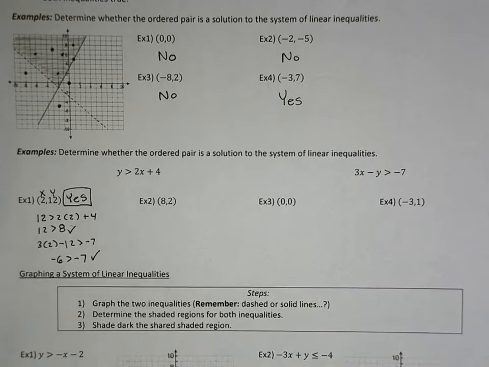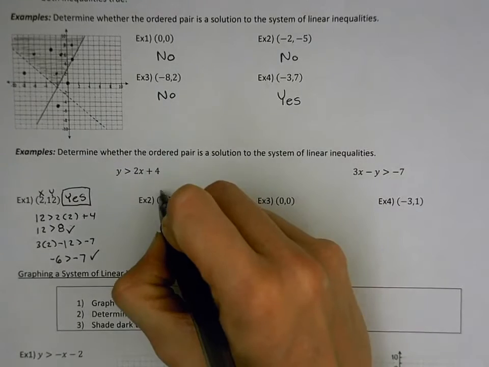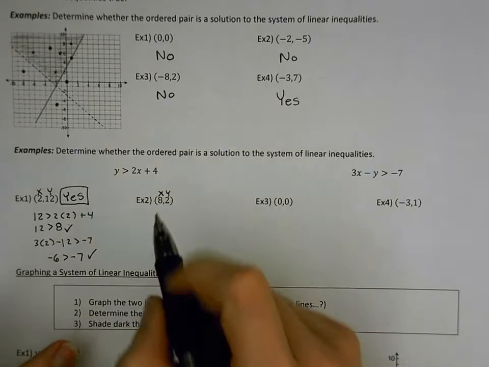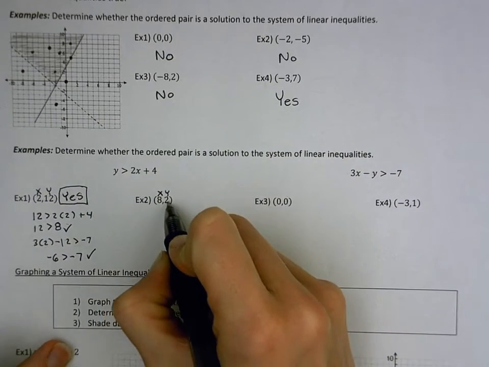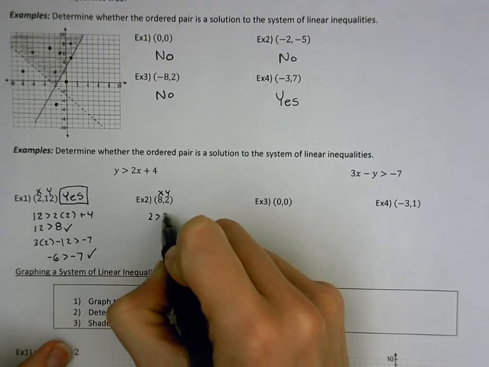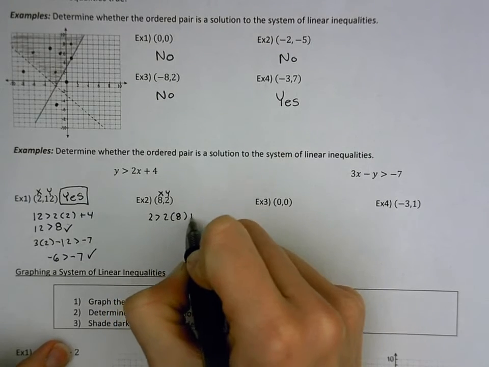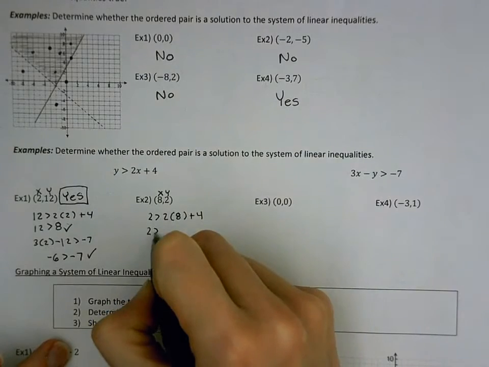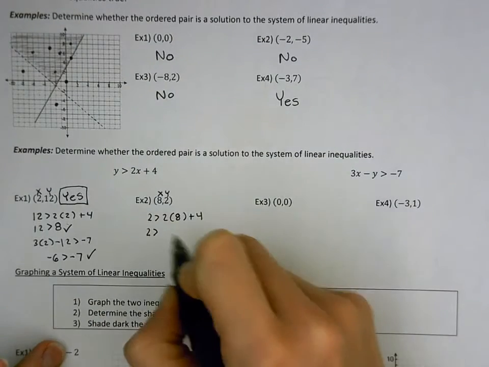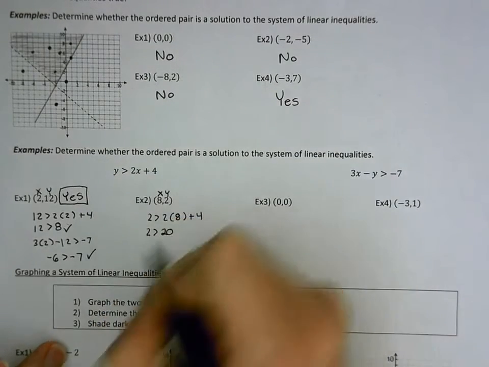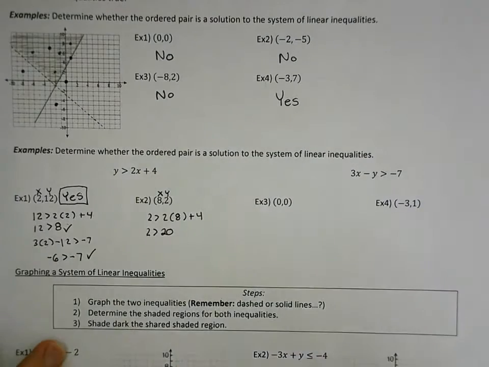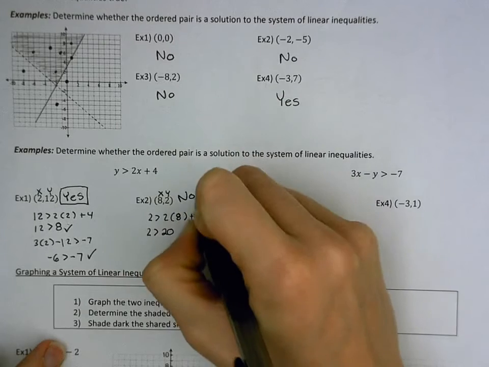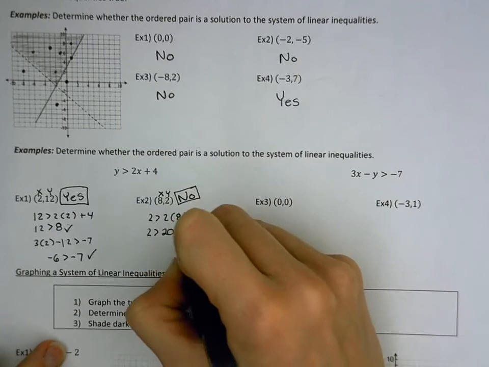Okay, so here we go, example 2. Again, we have our x and our y. And we're going to go ahead and plug these in, see if it makes both inequalities true. When I plug in my y equals 2 and my x equals 8, I get this set up. 2 is greater than, 2 times 8 is 16, plus 4, which is 20. And is 2 greater than 20? It is not. And so this is not a solution.